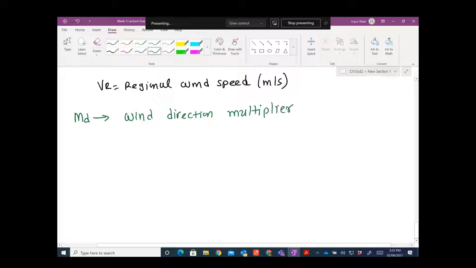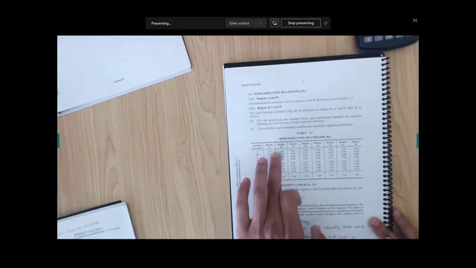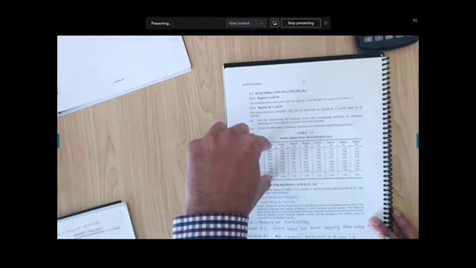multiplier, and that is given in section 3.3. Most probably we're going to use table 3.2. Now for this table 3.2, we need the region, and we already found region A1, right? If you remember, we found region A1. So if I go back here, there are various columns, region A1 to A7 and region W. So we are in region A1, so we're going to use these columns.